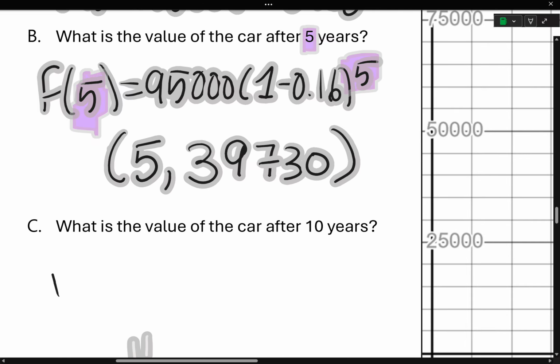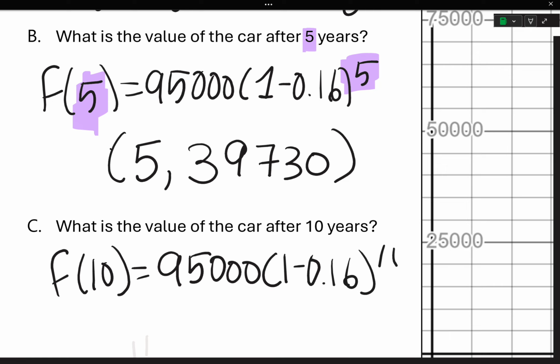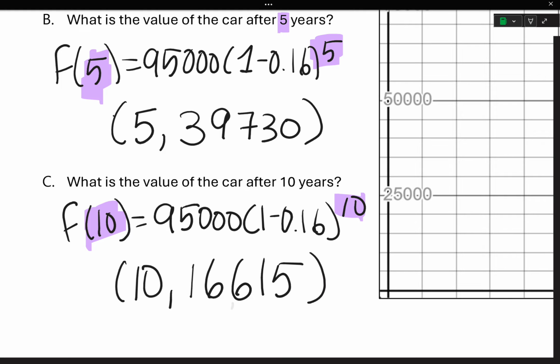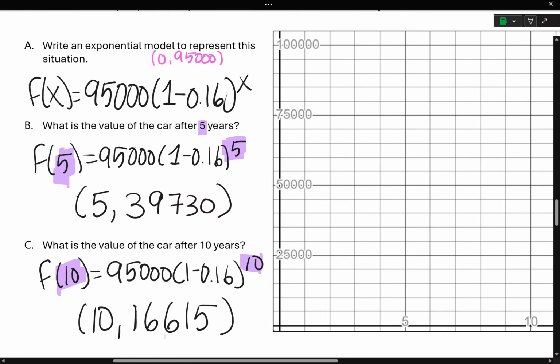What about 10 years? Let's see. F of 10. All right, so we're going to type in our calculator. Type, type, type. I know it's so annoying to type these all the time, but I promise it's going to get easier and you'll have some muscle memory about it. After 10 years, our car is worth $16,615. Isn't that crazy? The car market is insane.